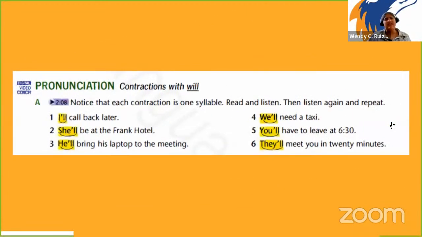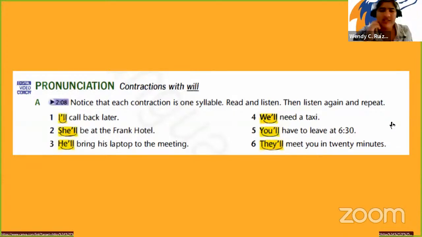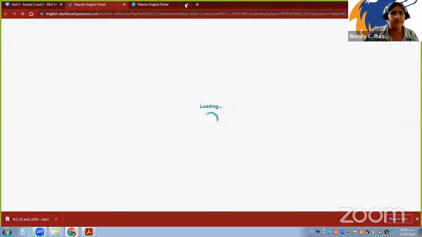Continue. Entonces tenemos aquí contractions with will and listen, pay attention. So you notice when you say I'll, you don't say I, it's only the pronoun I'll. But when you use the contraction with will, I'll, she'll, and so on. So we are going to listen to.